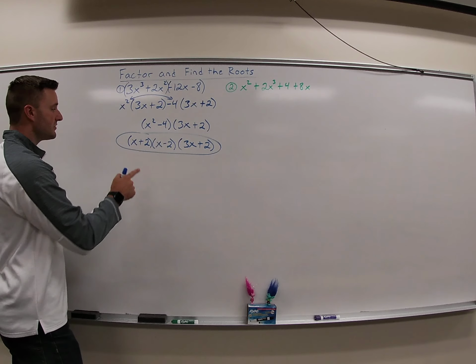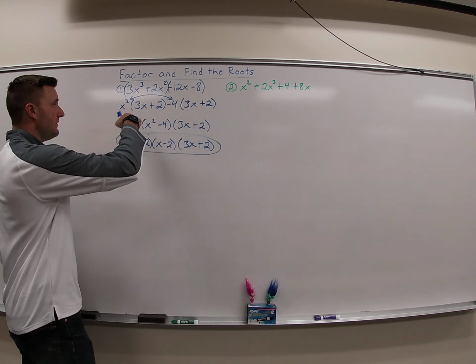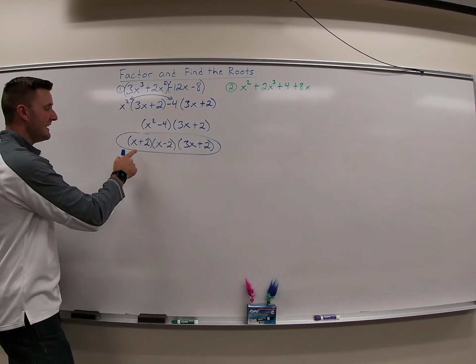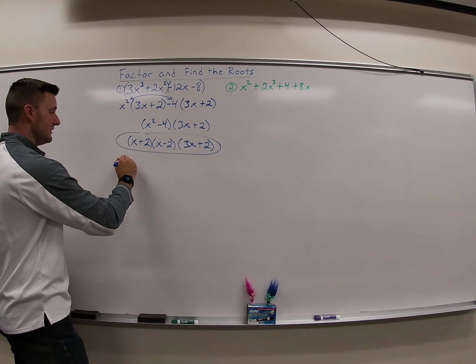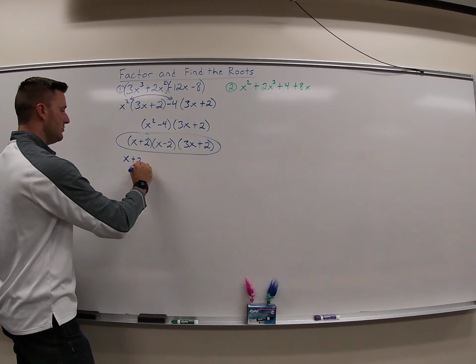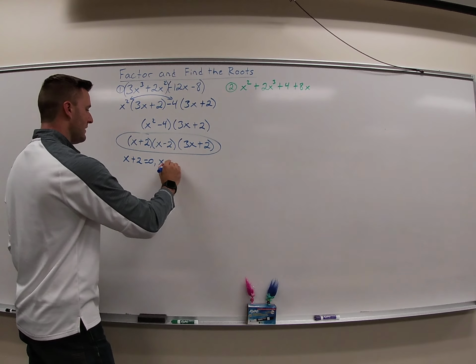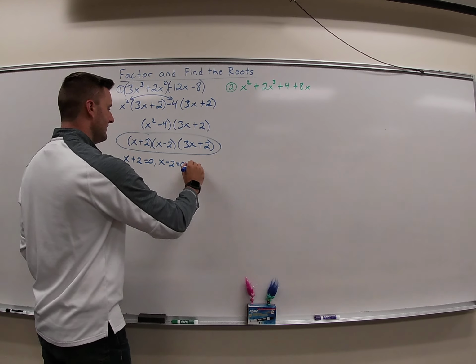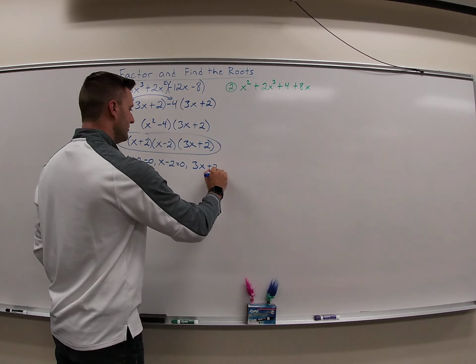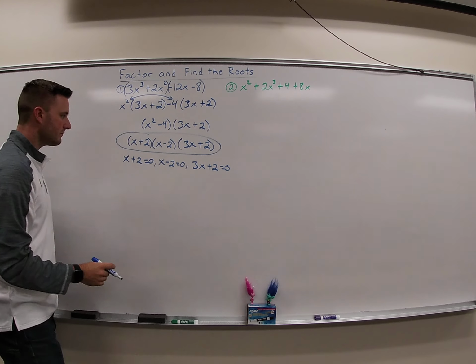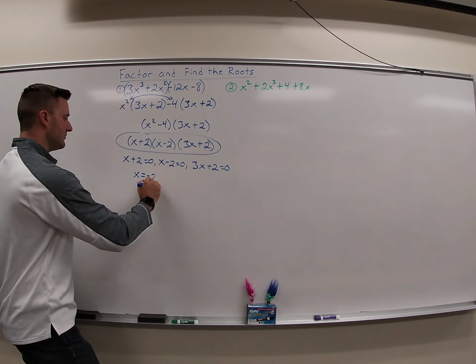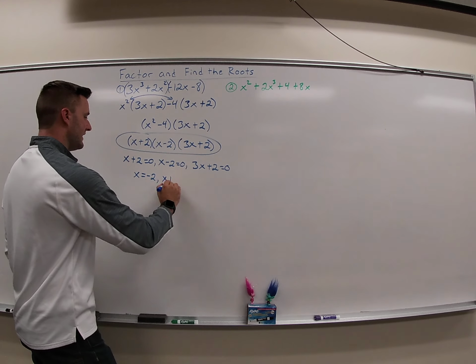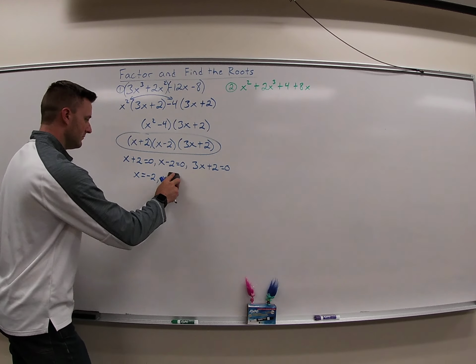So this is our final answer in terms of factor by grouping. But now we're going to take each set of parentheses, or each factor, and set it equal to 0 individually and solve. So I have x plus 2 equals 0, x minus 2 equals 0, and then 3x plus 2 equals 0. From here, we're going to subtract 2 from both sides, so we get that x equals negative 2. Here we're going to add 2, so x equals positive 2.